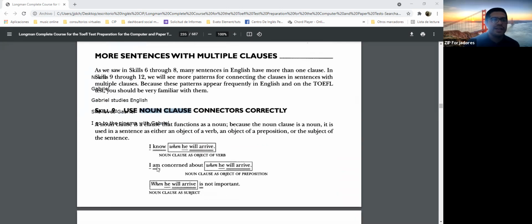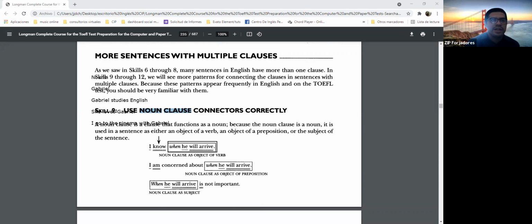Let's go to the examples here very, very quickly. I know when he will arrive. In this case, the clause that starts with when, that is the connector, and finishes with arrive, is going to be the object of the verb know. Okay, next one.